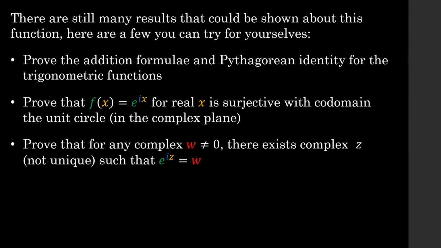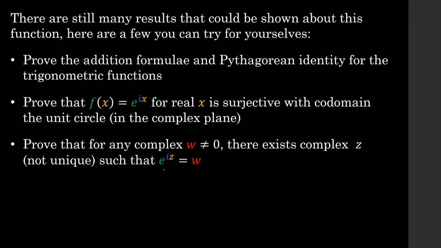And you can also show that for any complex number w, or omega, I guess, I wrote w, which is not equal to 0, there exists some complex z that's not unique, such that e to the iz is w. Now, not unique is important. What that tells us is that the logarithm, well, the analog of a logarithm for complex numbers, is actually multi-valued in the same sense that the square root is.